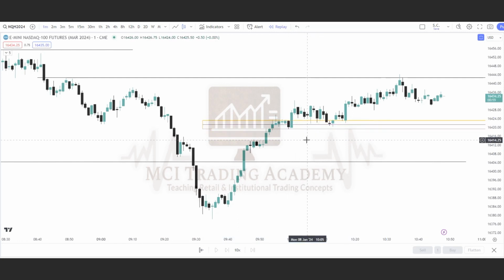Okay, look at this level, it goes up, comes back down. Every IC should be supported, should act as support. It comes back perfectly here, guys, right into our IC. Now, this will be different. Some people will look for shorts here.